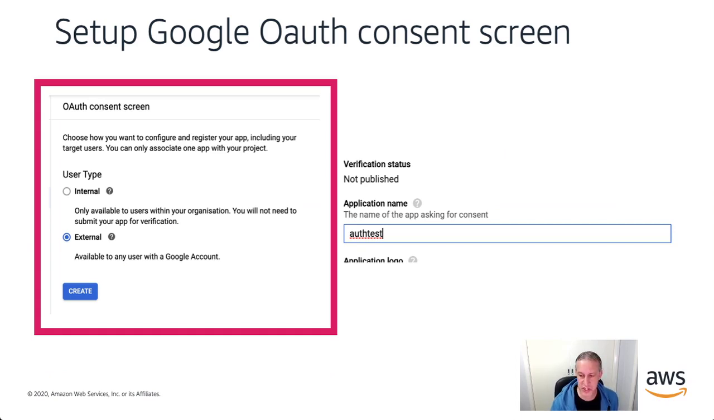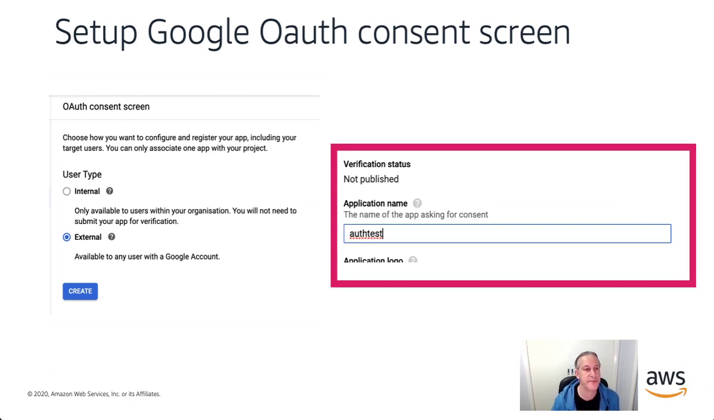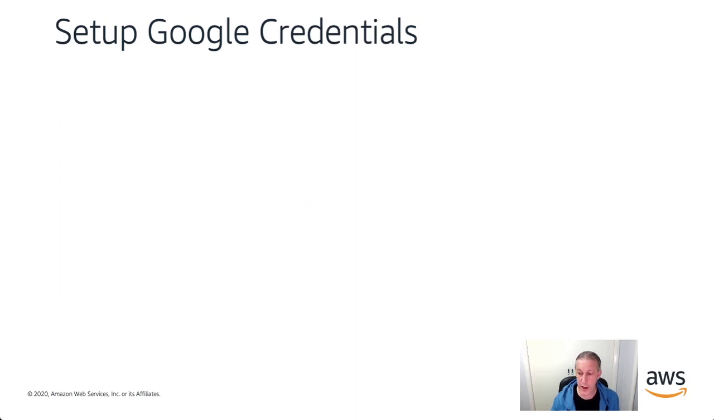For this one, I'm just going to use the name Auth Test on the right hand side, and I haven't actually given anything in the OAuth consent screen in terms of privacy policies and everything. I've just left them blank. Okay. Once we've completed creating our new application, we need to set up some credentials.